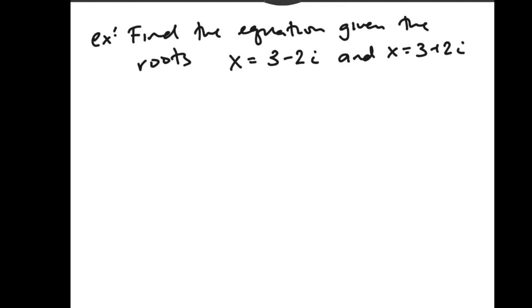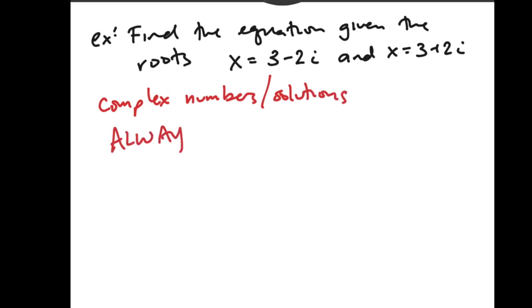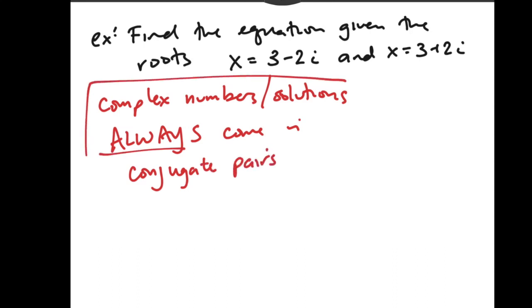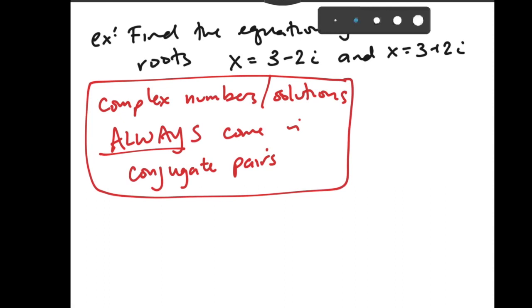So just remember that complex numbers, their solutions, their roots, they always, no matter what, come in conjugate pairs. And we will talk about that a little bit later on. Again, they always come in pairs. So if you look at this right here, we have 3 minus 2i, and the conjugate will be 3 plus 2i. So let's find this equation.